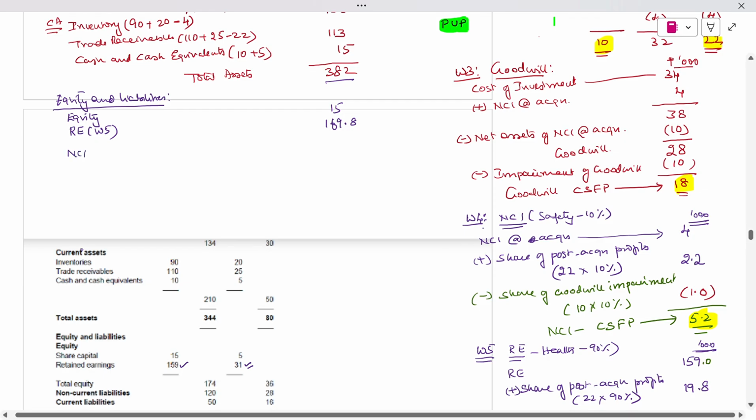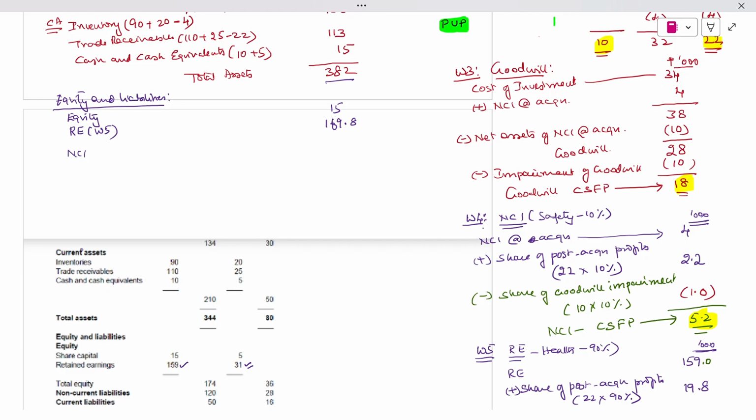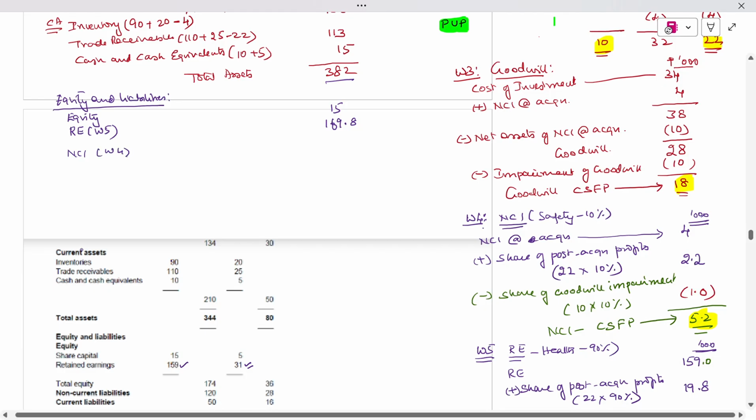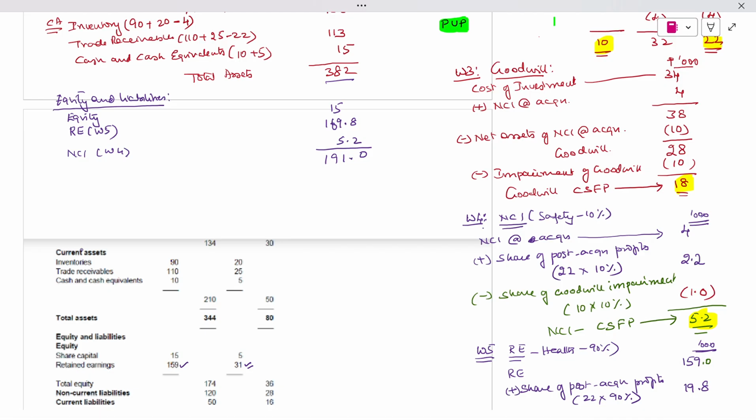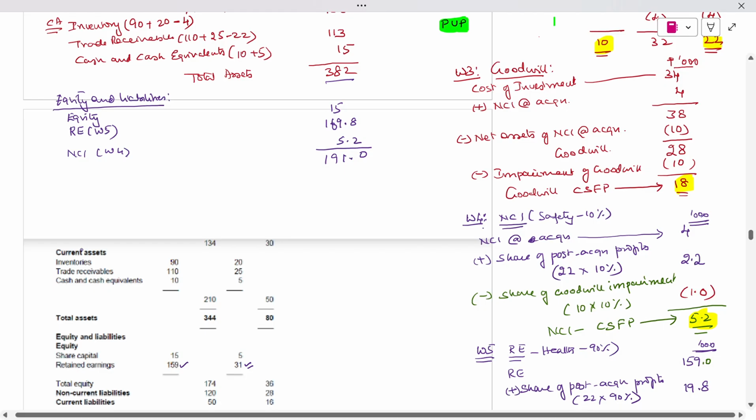Next, NCI. How much is there? Working for CR is 5.2. Add it: 0, 1, 11, 2, 8, 9, 191. Check. One nine zero, 190, sorry. Okay, this is total equity.